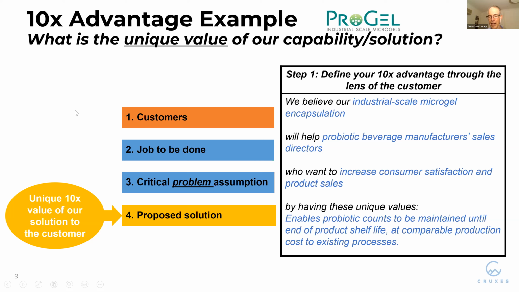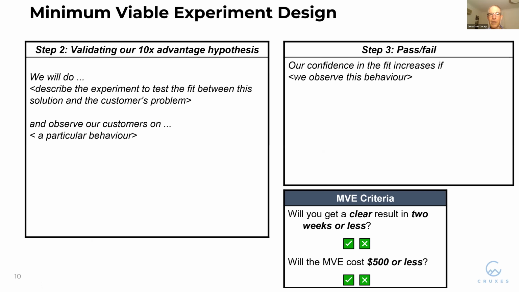Here's the experiment that they actually did to test it. And firstly, here's the concept. What are we going to do to test our value proposition? We want to do an experiment to test the fit between our solution and the customer's problem, to test that we've actually got this right. And we want to not just hear what the customers say, we want to watch what they actually do.